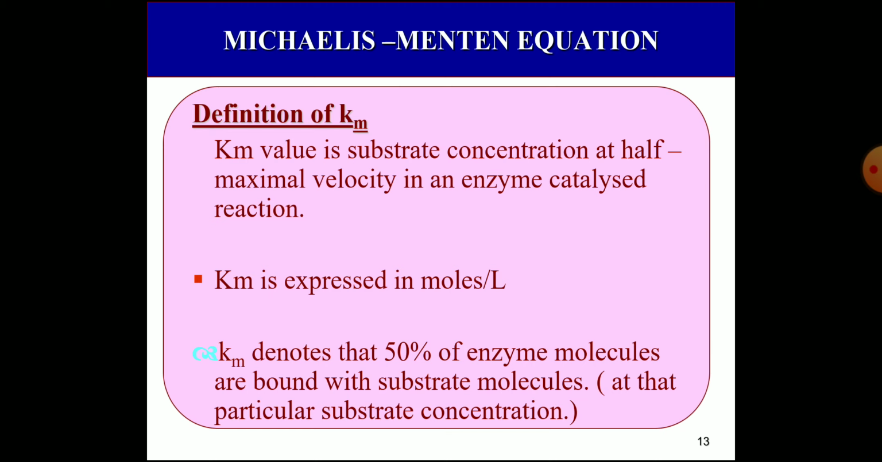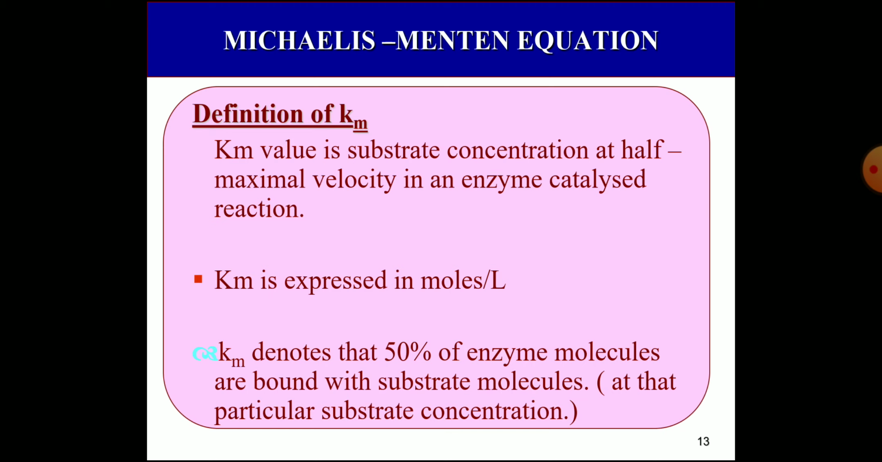Now what is the Michaelis-Menten equation? Sometimes they may ask separately a 3-mark question on the Michaelis-Menten equation or Km. Km is also a very common question. So the definition of Km: Km value is the substrate concentration at half maximal velocity in an enzyme catalyzed reaction. We have seen the half Vmax, that is the half maximal velocity. At that position, what is the concentration of substrate? That we can find out. That is the Km.